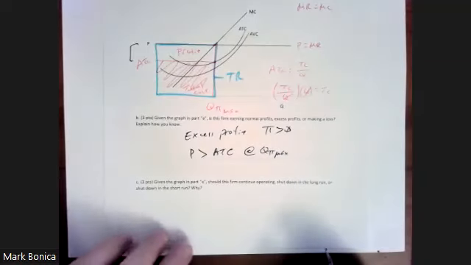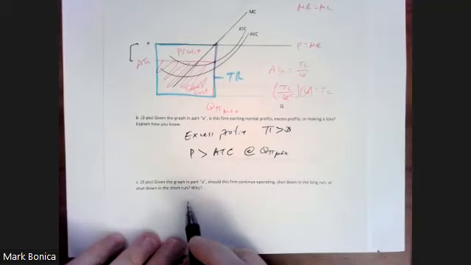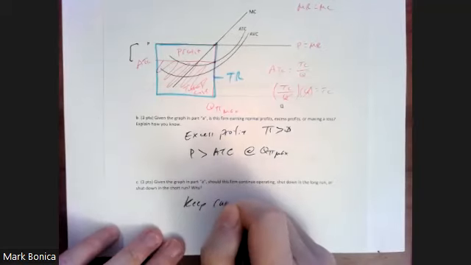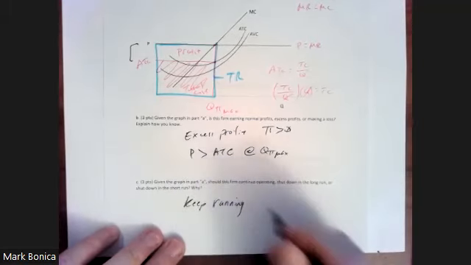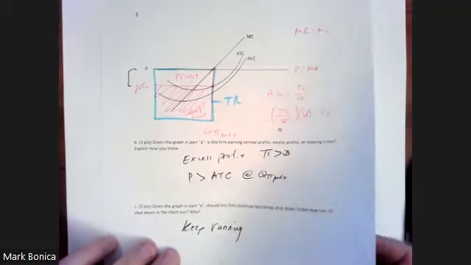All right. Given the graph in A, should this firm continue operating, shut down in the long run, or shut down in the short run? Why? It should keep running. Keep running, right? Because it's making a profit. Why would they shut down? They're making a profit. They're happy.